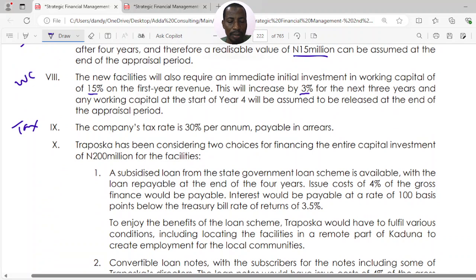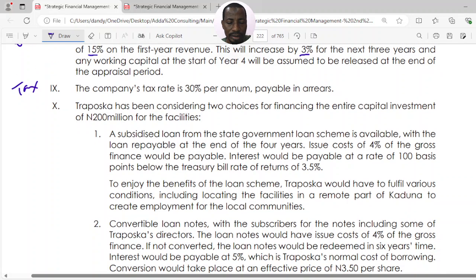Number 10, Traposca has been considering 2 choices for financing the entire capital investment of 200 million naira for the facilities. Number 1, information under that. A subsidized loan from the state government loan scheme is available, with a loan repayable at the end of 4 years. Issue cost of 4% of the gross finance will be payable. Interest will be payable at the rate of 100 basis points below the treasury rate of return of 3.5%. So here I can see subsidy. Information of subsidy is on that paragraph.